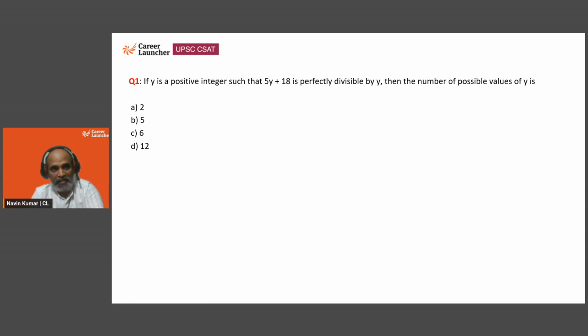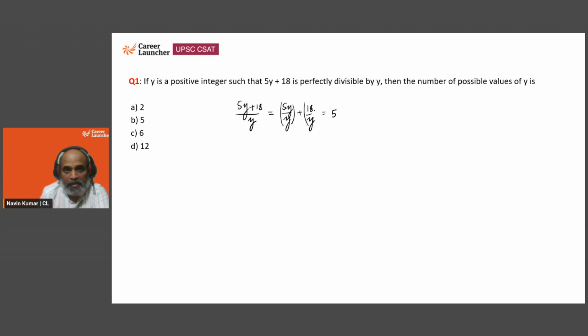The first question of the day is: if y is a positive integer such that 5y plus 18 is perfectly divisible by y, then the number of possible values of y is. Basically, if 5y plus 18 is perfectly divisible by y, we can break this down as 5y by y plus 18 upon y. Now 5y by y will result in 5, so that is divisible. Well, the second term is going to be divisible if y is a factor of 18.